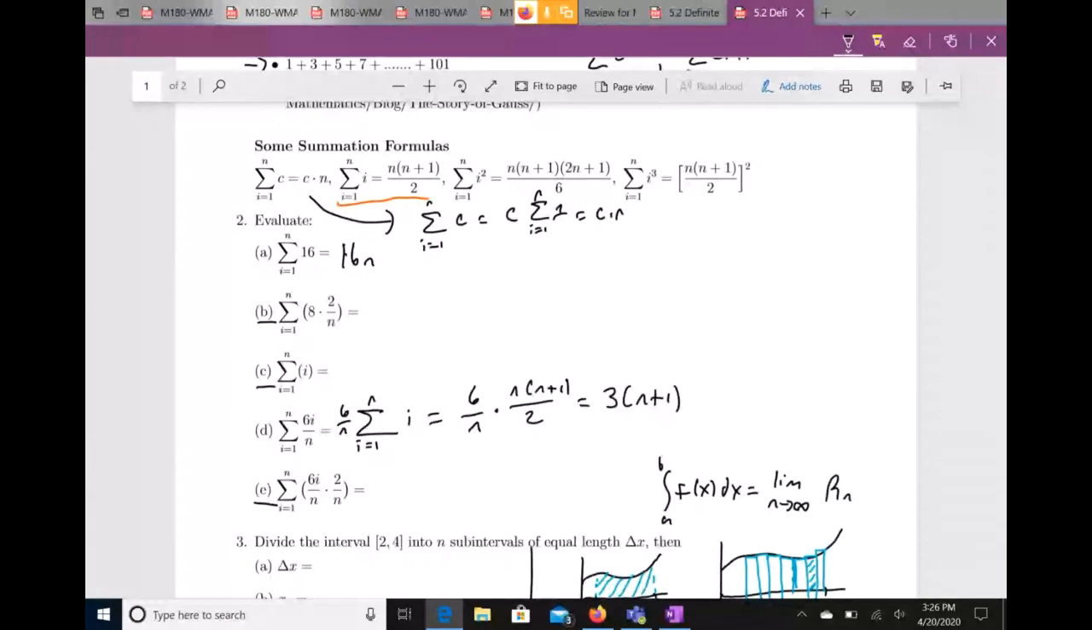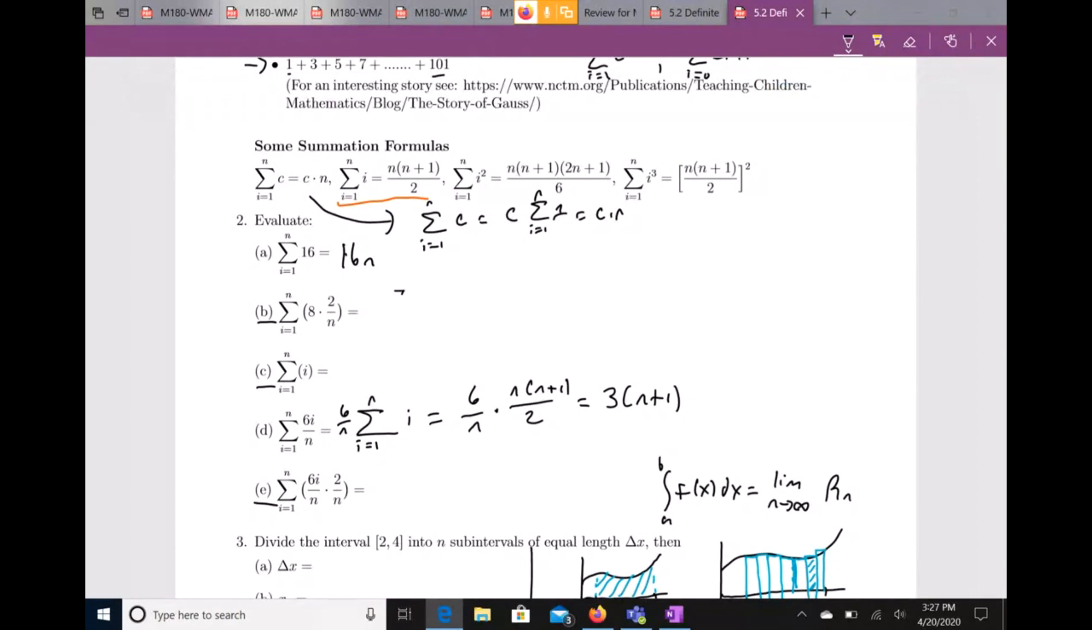Let's look at these. So the first one maybe looks tricky, having this dividing by n. But remember, n doesn't depend on the indexing variable i. n is a fixed quantity. It's not changing per term in the sum. So this is really just a constant again. So this is really just the same thing as the sum from i equals 1 to n. 8 times 2 is 16, so I could write this as 16 over n.